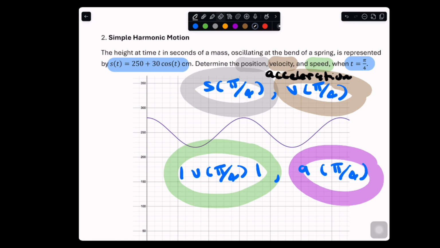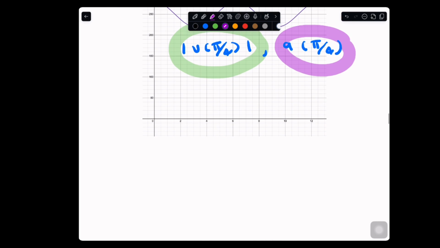At pi over 4. All in the homework called higher order derivatives in the book. All right, let's get going. Here we go.